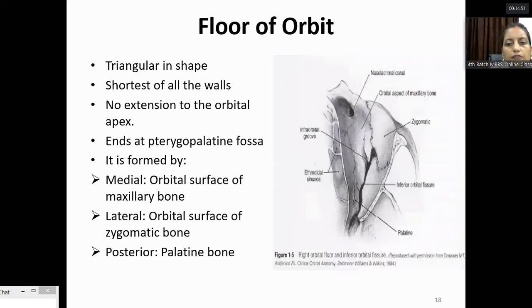Now, the floor of the orbit is triangular, and it is the shortest of all the walls. There are no extensions to the orbital apex, and it ends at the pterygopalatine fossa. It is formed medially by the orbital surface of the maxillary bone, laterally by the orbital surface of the zygomatic bone, and posteriorly by the palatine bone.